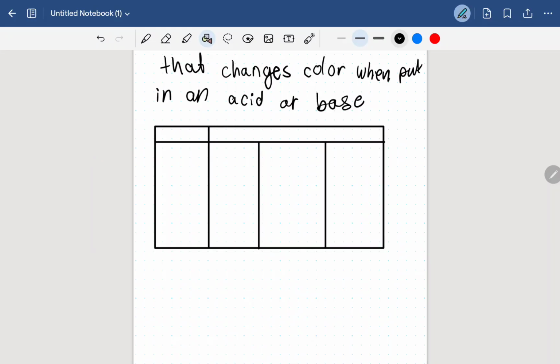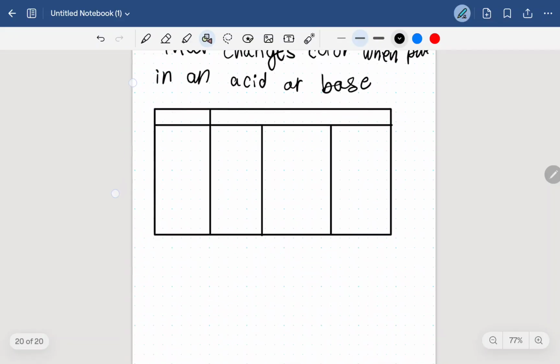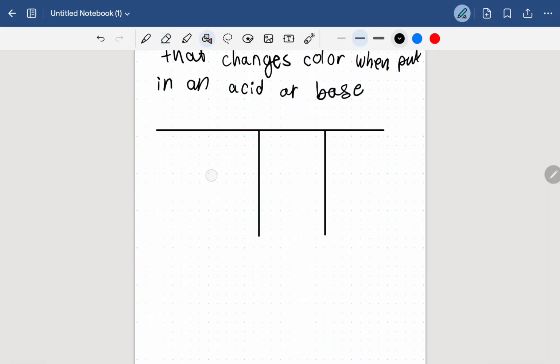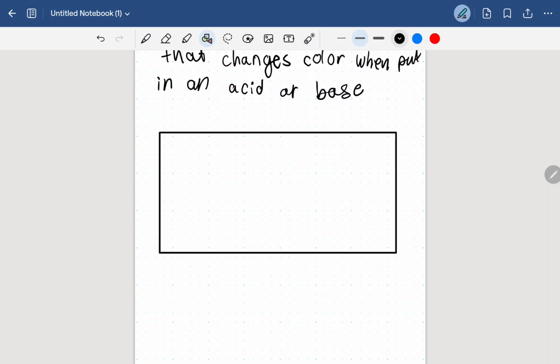Let's hope this fits everything. Okay, this side's definitely not fitting anything. What happened here? No, I erased everything. It's fine, I'll redraw it. And like that, and then you have big space for the names. Then we have our acids, our base, and neutral.